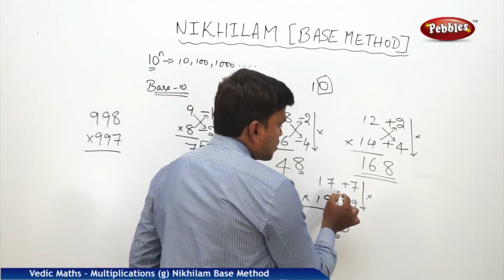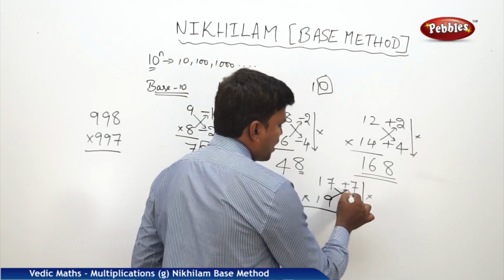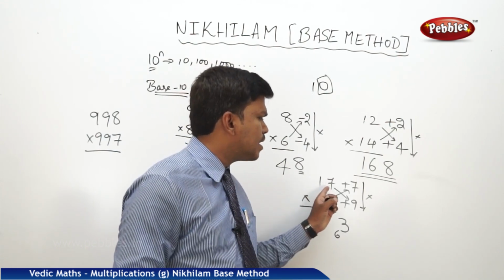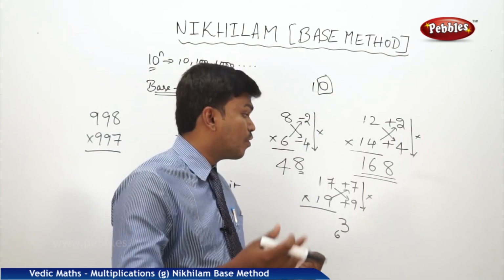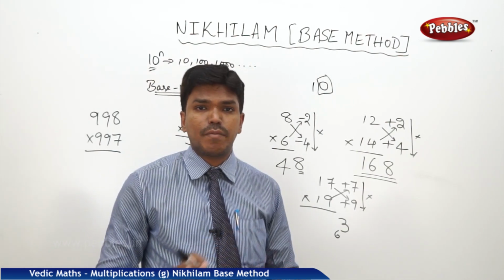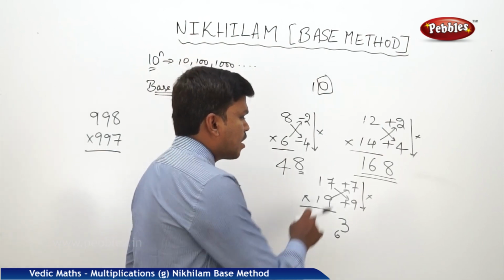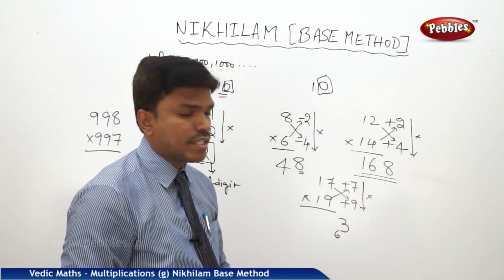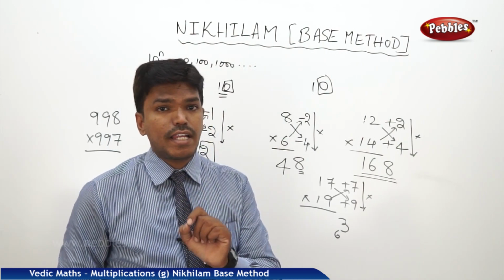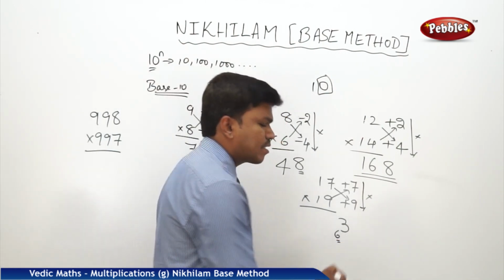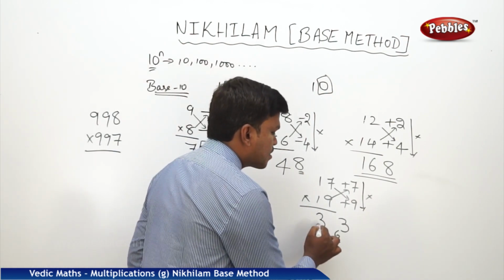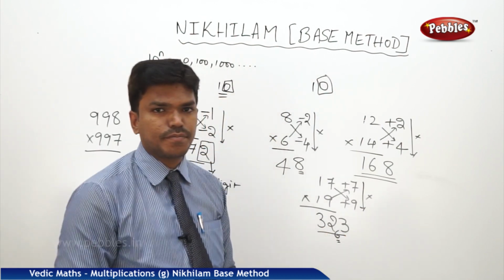Now just do the cross addition. Whichever way you feel is easy, you can go for that one. If you feel 17 plus 9 is easy, do that. Or if you feel 19 plus 7 is easy, do that. Either way you are going to get the same answer. So what is the answer here? 17 plus 9, 26. 26 is my left side part of the answer. But before dropping 26, check, is there any carry? Yes, there is a carry, 6. So what is 26 plus 6? 32. So our answer is 323.